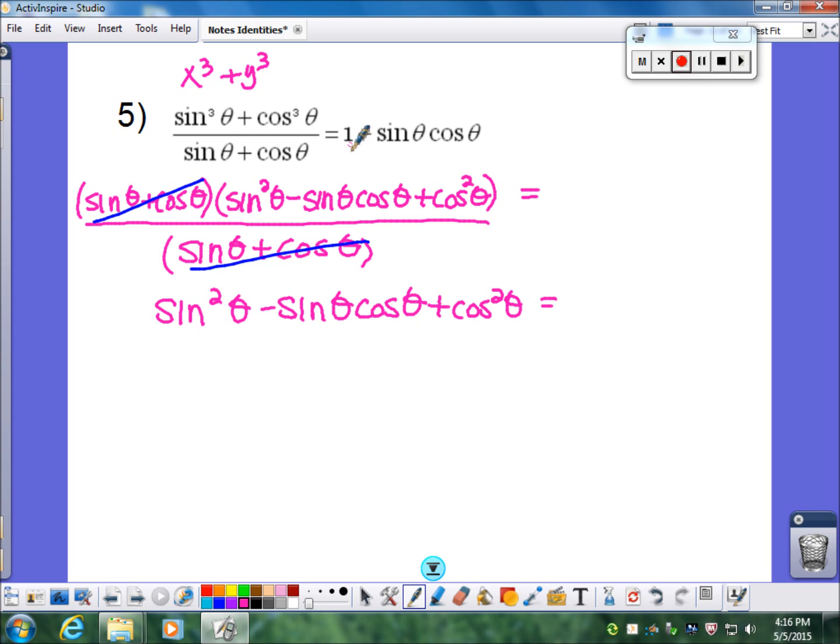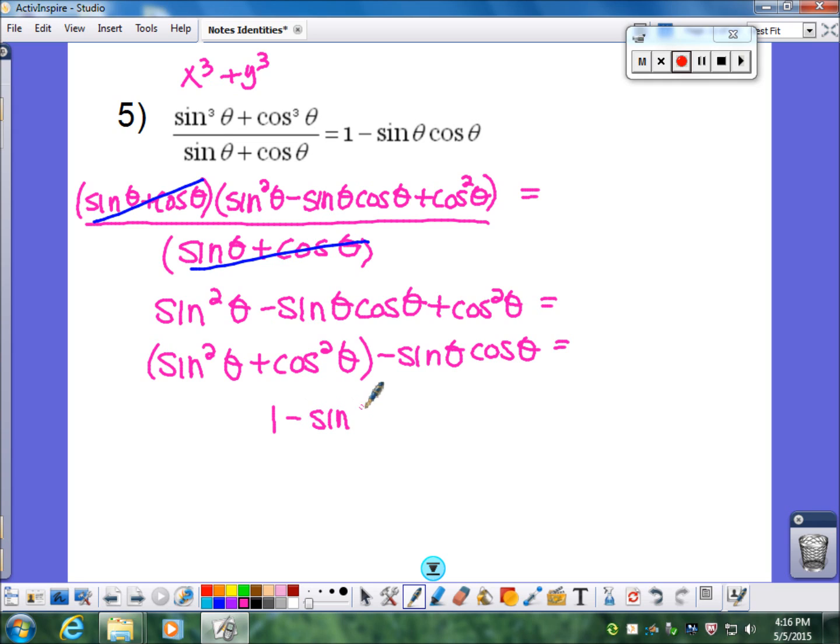Well, you see on this right-hand side, I need a 1. So what can I do to get that 1? Hopefully you recognize you've got sine squared theta plus cosine squared theta, which is equal to 1. So if I change around the order of this, again using the commutative property and grouping those two together, the associative property, I can use my Pythagorean identity and say that cosine squared theta plus sine squared theta is equal to 1 minus my sine theta cosine theta. And look, that's what I want. So now my left side matches my right side.